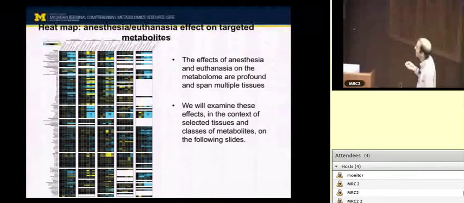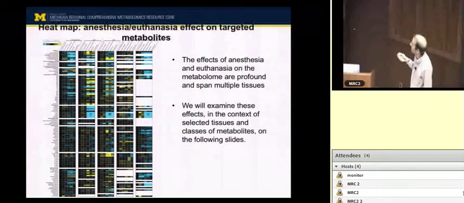You can see clearly, so this is a fold change plot, and obviously you can't read what's going on here. We'll take a look at this in more detail soon. But you can see clearly that the first one is cervical dislocation. Everything is fold change versus cervical dislocation. And right away you can see that there are pretty substantial disruptions.